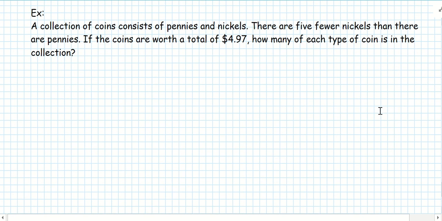Okay, so this is just more applications of linear equations. For this example, it says that a collection of coins consists of pennies and nickels. There are 5 fewer nickels than there are pennies. If the coins are worth a total of $4.97, how many of each type of coin is in the collection? So first thing, the objective, right?